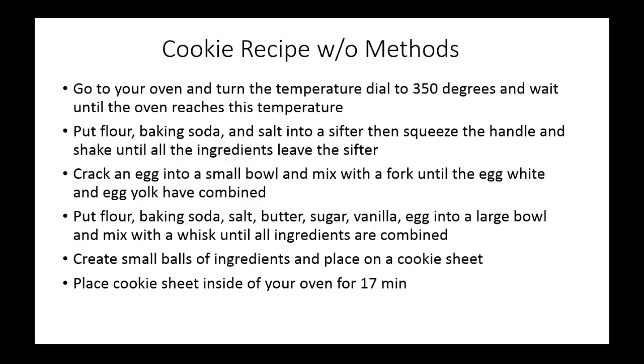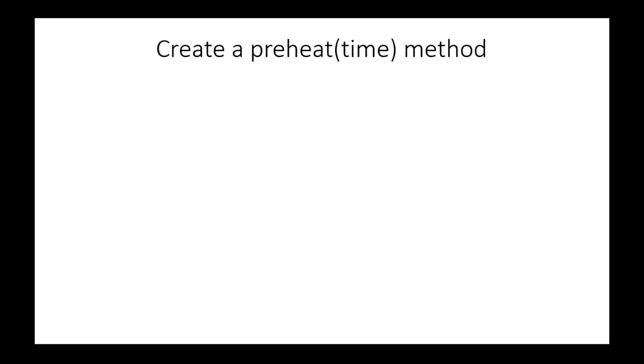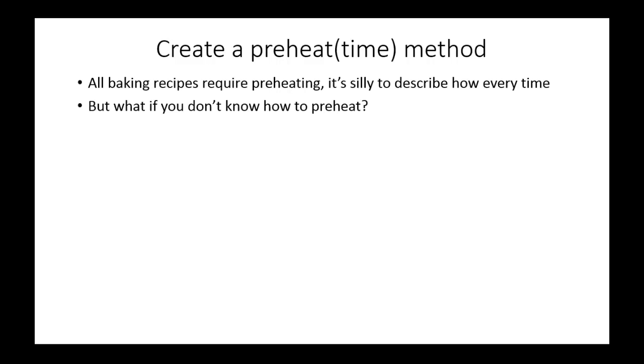you can see all these steps, like this first one, for instance. Go to your oven, turn the temperature dial to 350 degrees, and wait until the oven reaches this temperature. This is something you probably know as preheating, right? Everyone who's ever baked anything before has preheated the oven. Well, that isn't really specific to this cookie recipe, right? If you write another recipe for how to bake a cake, you're going to have to describe how to preheat an oven, right? So a better way to do this is to essentially create a preheat method.